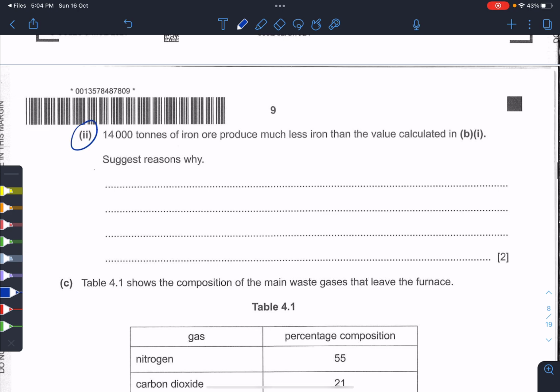This part: most of you can tell me that there are impurities present in the hematite.